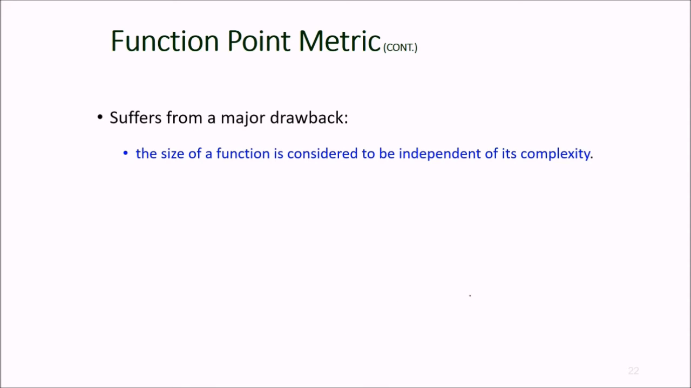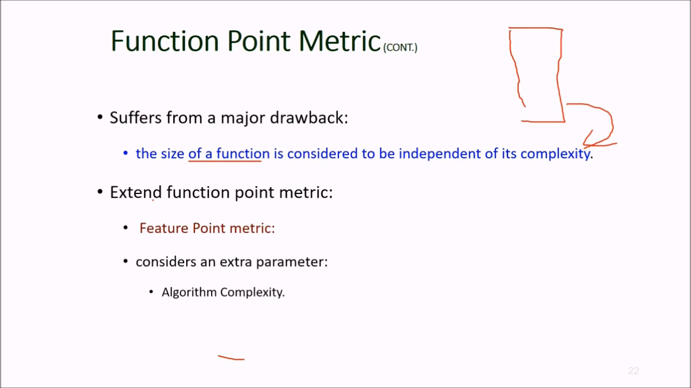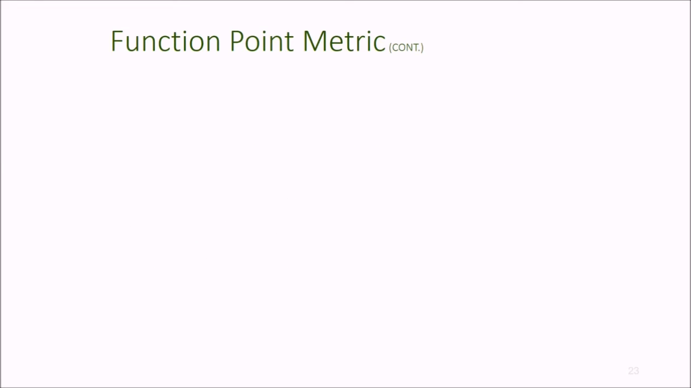Function point metric also suffers from a drawback. That is, the size of a function is considered to be independent of its complexity. This is not the actual case. The size of the function is considered to be independent of the complexity, but the case is otherwise. So we extend the function point metric, and then we come to the feature point metric, where we consider an extra parameter, which is the algorithm complexity, to deal with this drawback.